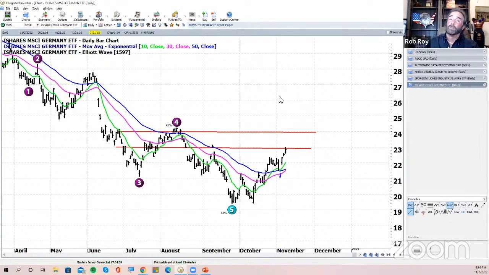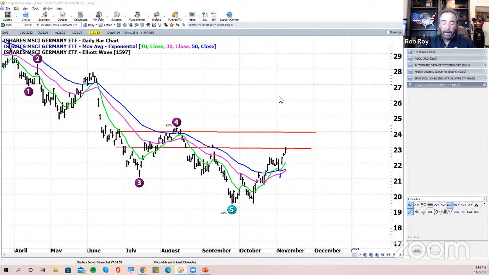But pretty impressive moves in the global markets, which makes you wonder, is that why we haven't seen more strong moves out of interest rates and the dollar? Is it because some of the global markets are starting to feel better about their economic forecasts moving forward?